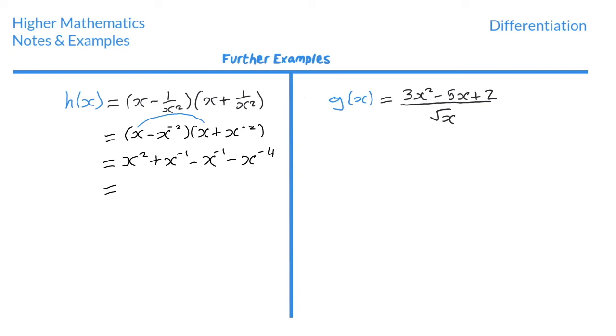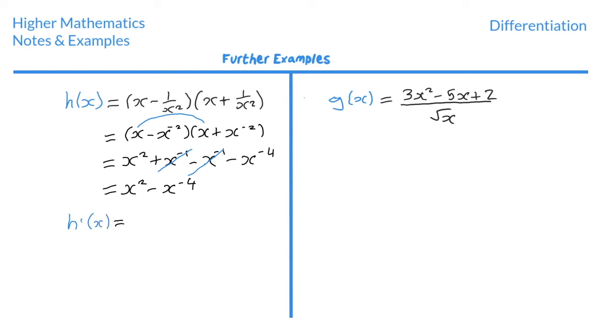So it might be worth pausing the video and thinking about how we got those answers. We know that these two terms cancel each other out. This was actually a difference of 2 squares arrangement. And here we get x squared minus x to the minus 4. And only now can we differentiate.